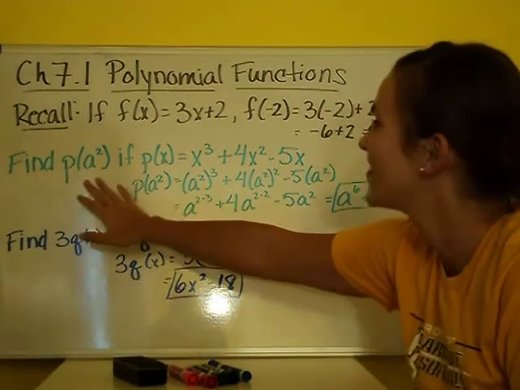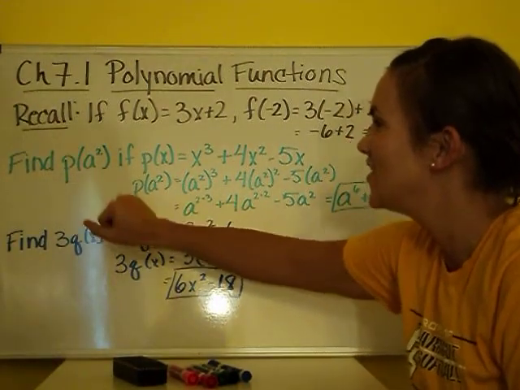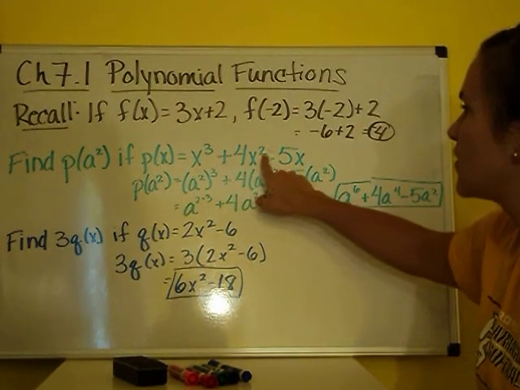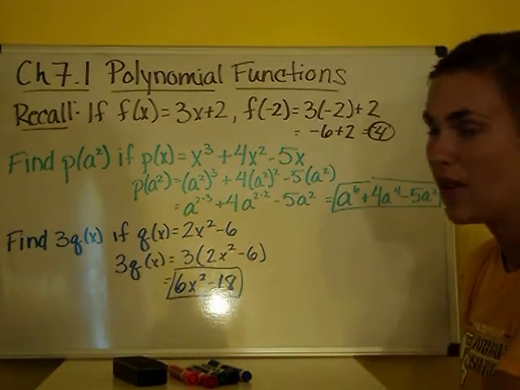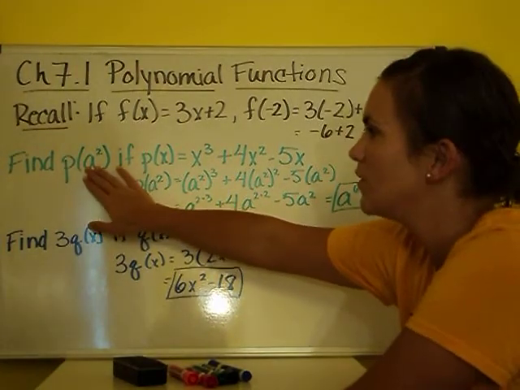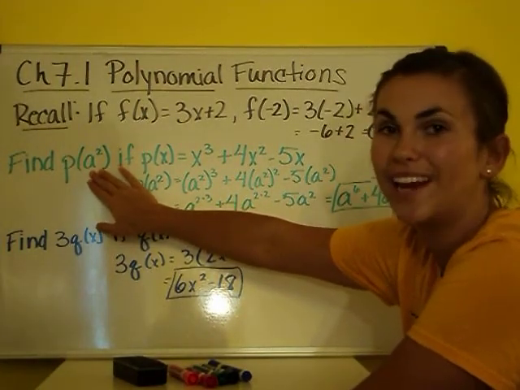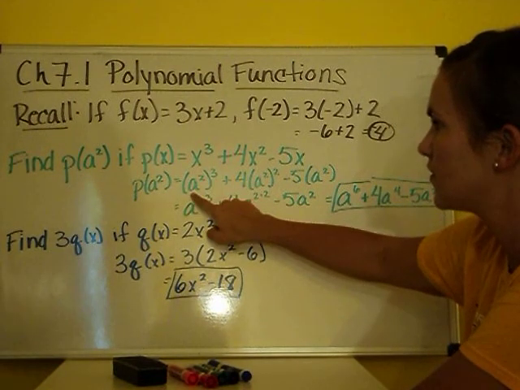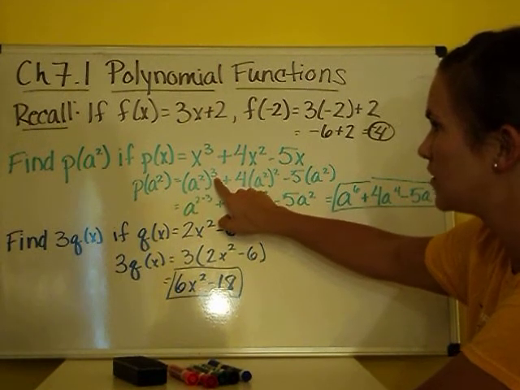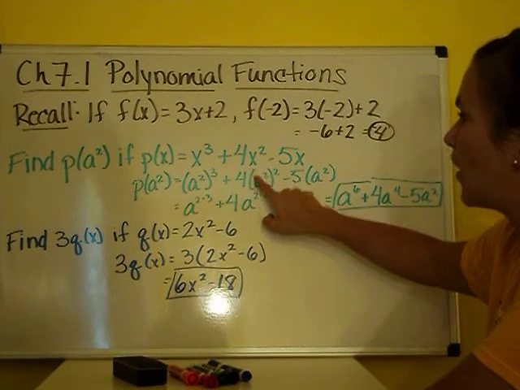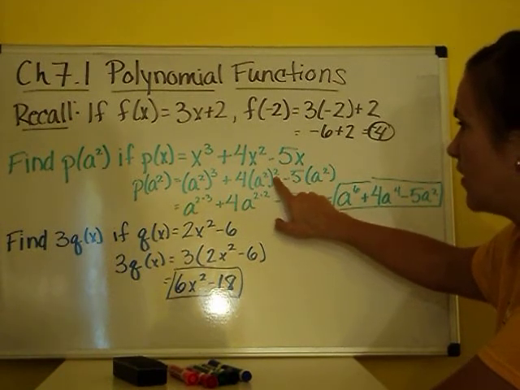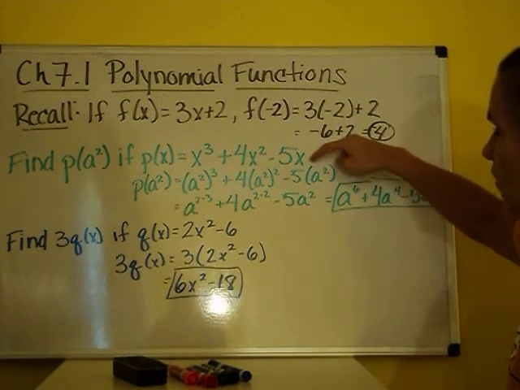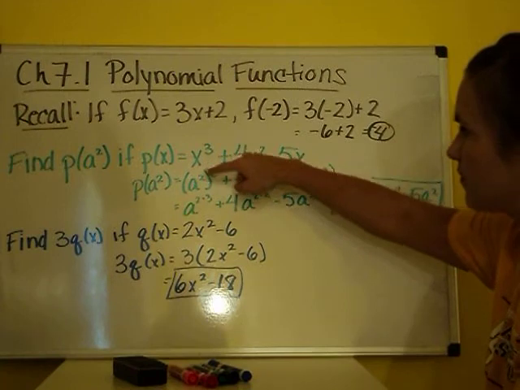Okay, so if we want to find p of a squared, if p of x equals x cubed plus 4x squared minus 5x. Okay, so here instead of plugging in a number, wherever we see an x, we're going to put an a squared. So p of a squared is going to equal, there's an x here, so we have a squared cubed plus 4a squared squared minus 5a squared. Okay, so wherever we saw an x, we put that a squared.